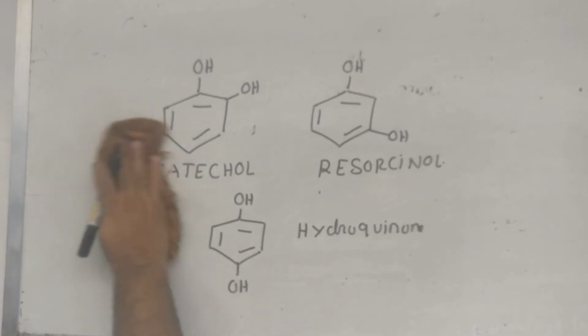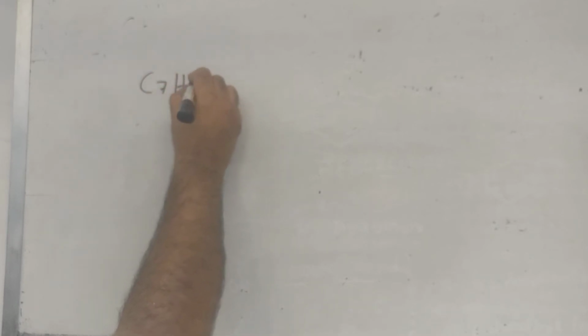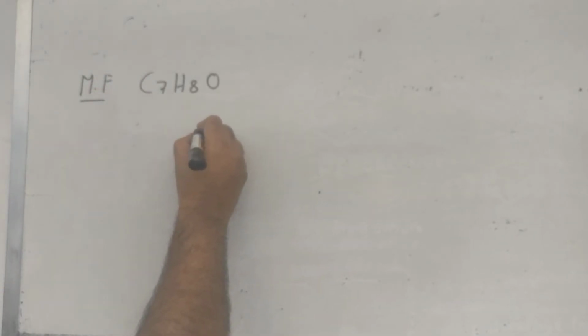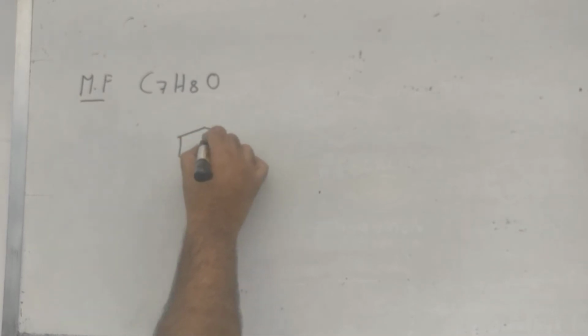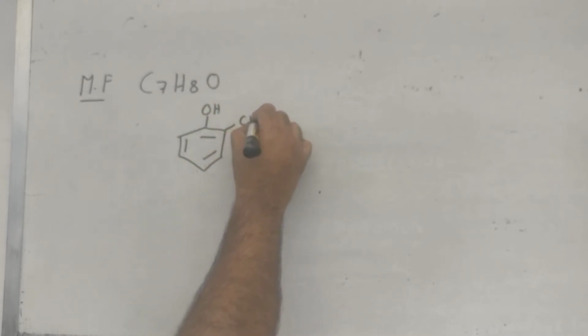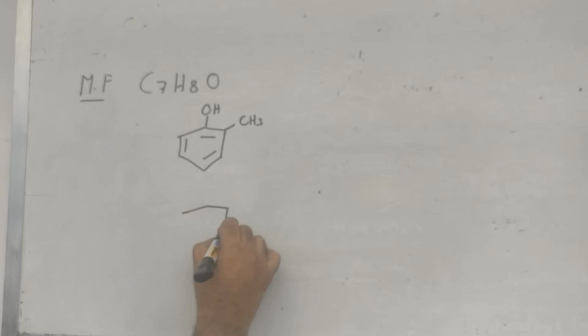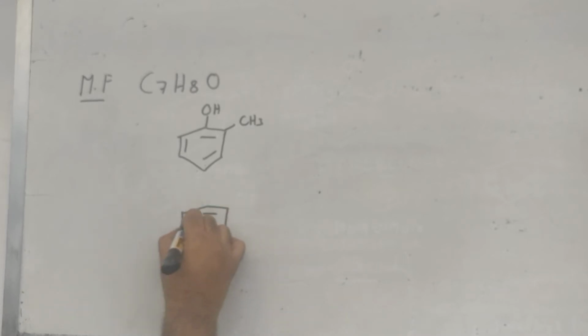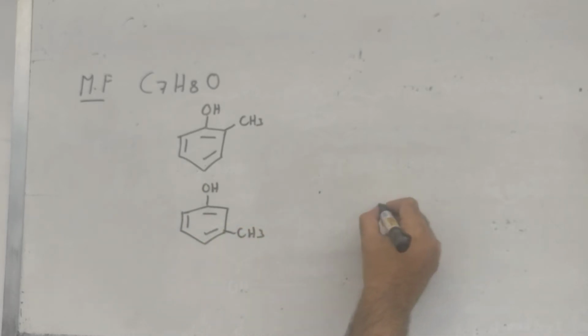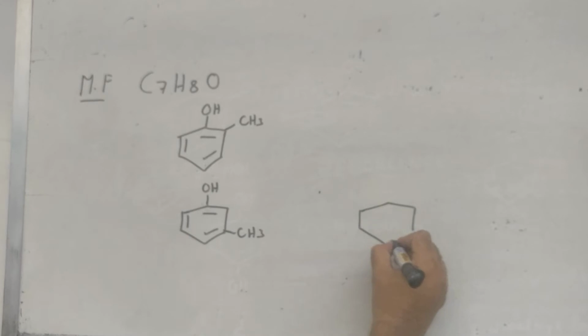Now this is an NCERT question given at the back. They have given the molecular formula C7H8O. We have to draw three isomeric phenols. So the three isomeric phenols that we can draw: one like this, benzene with OH, having a CH3 group at the ortho position. Second one in which the CH3 is at the meta position. The last one in which we have CH3 at the para position.